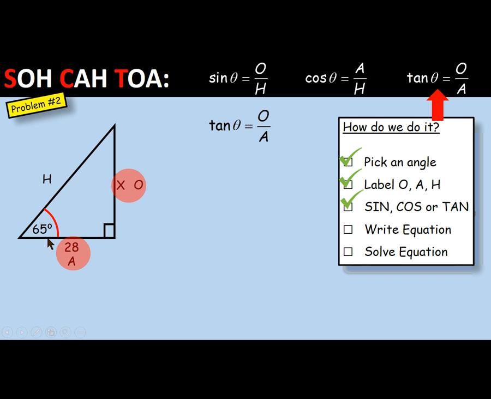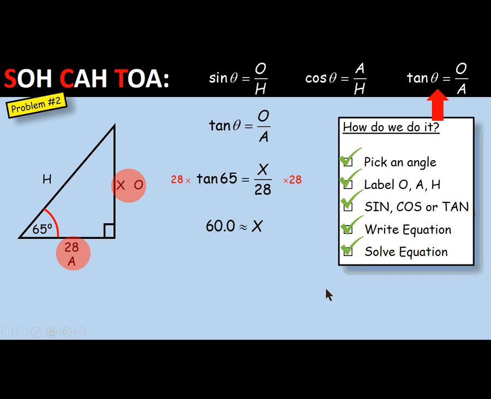Now take the three things we have in this problem, the X, the 28, and the 65, and put them in the right spots. We'll have the tangent of 65 is X over 28. That's right in our equation. Next, to solve it, we're just going to multiply both sides by 28, and the rest is calculator work. What do we get for X? We get 60.0 with correct rounding.